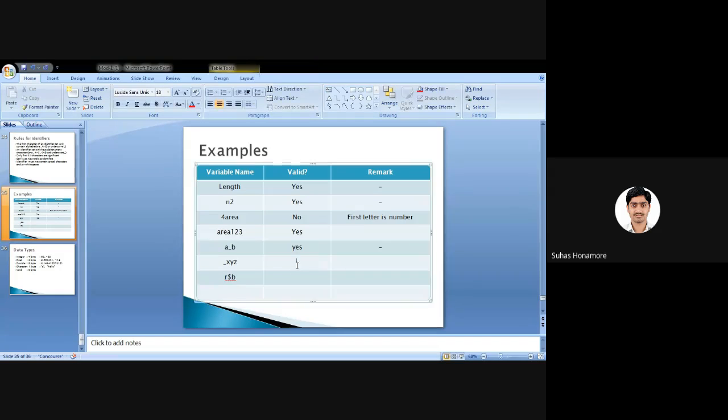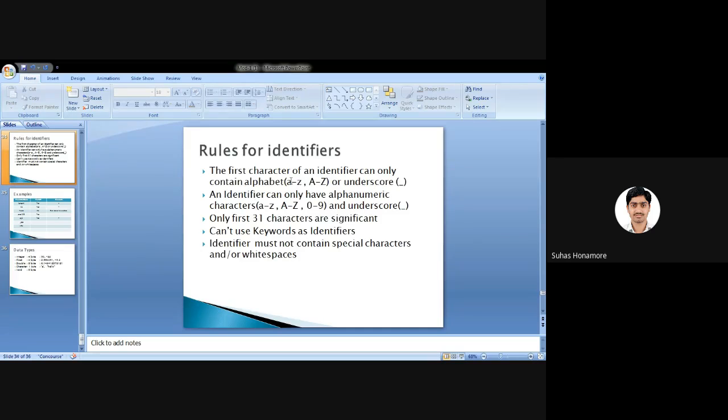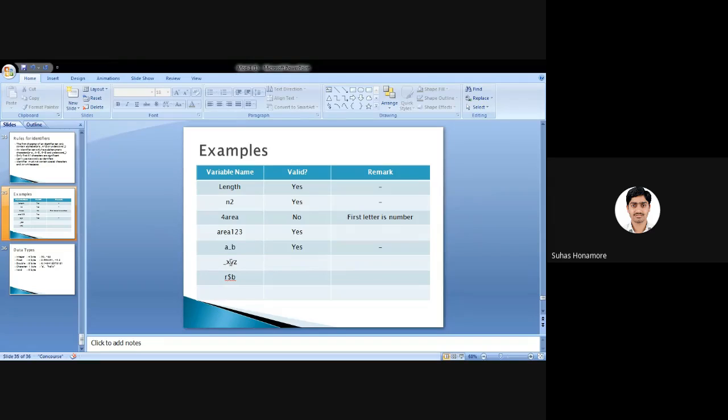So here, the next one: is it valid or invalid? Valid. The first letter is actually an underscore. The first letter may be an alphabet or an underscore, so we have given an underscore, it's fine. Then after that you have some letters also, X, Y, Z. So this is also a valid one.